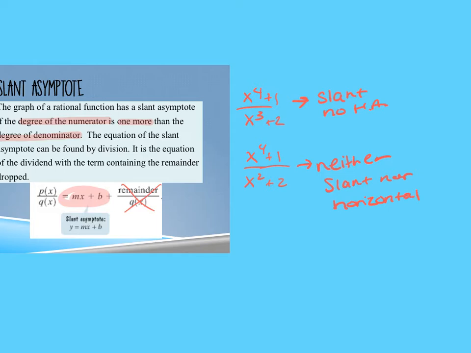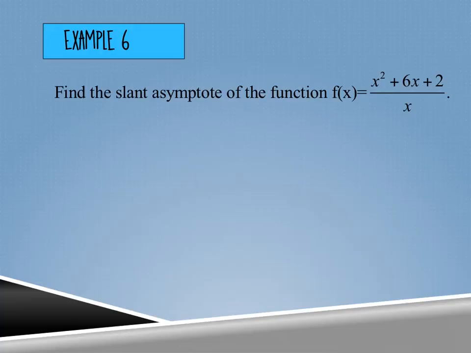But with horizontal, isn't it when the numerator is higher than 2, it's like y equals 0 or something like that? Other way around. If the numerator is smaller than the denominator, it's y equals 0. And then when they're equal, it's the leading coefficient. But if it's more, there's none. Okay. Yeah. So you can't have a horizontal and a slant.